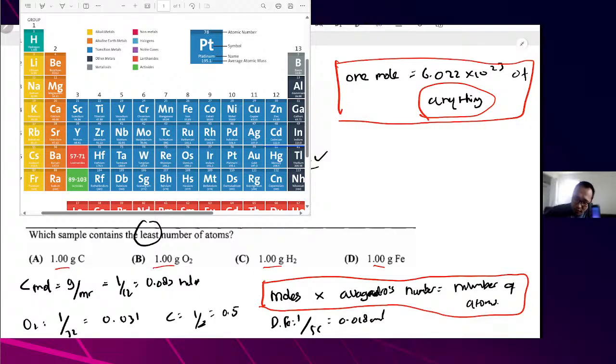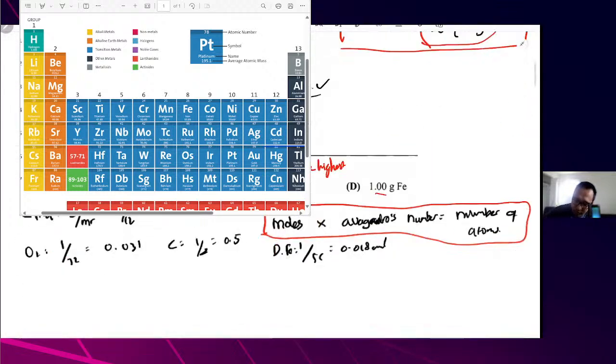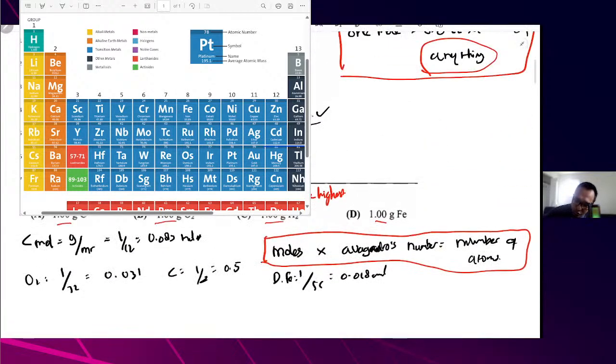Okay, so based on this information, hydrogen is the highest one. Okay, the highest number of atoms. And then the least one, it should be this one, because this one has the least moles. So the answer should be D. It's very, very easy to get the answer to this one just based on this concept.